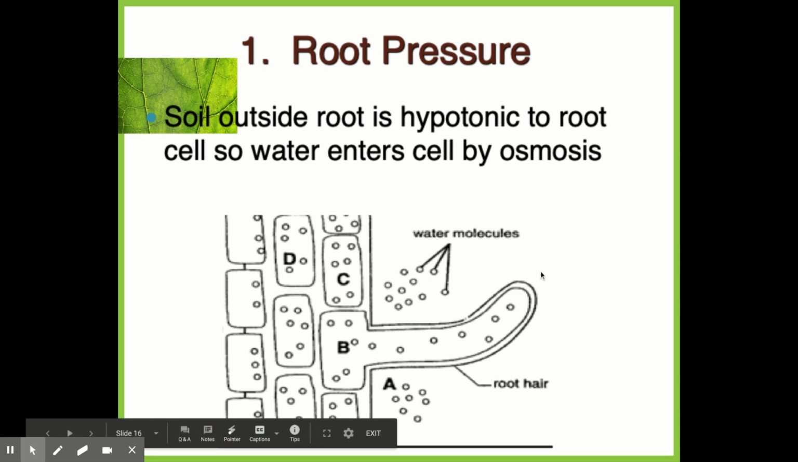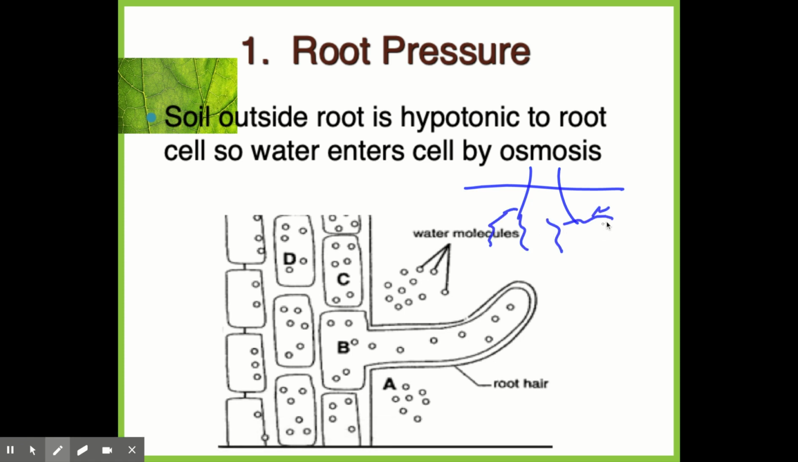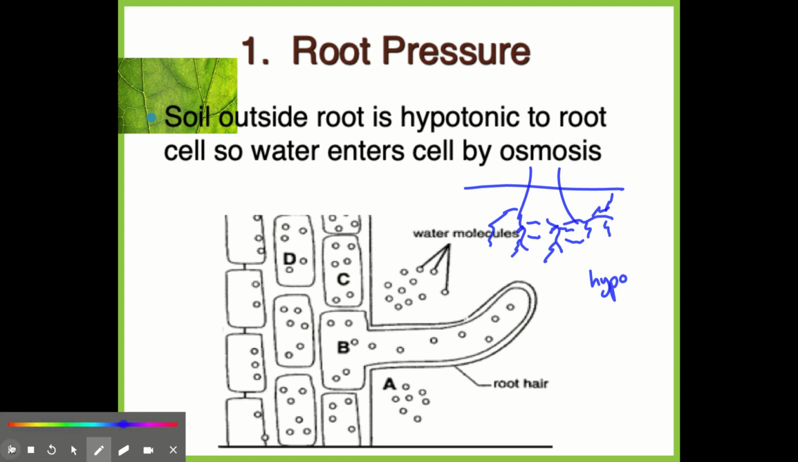So what occurs is in the soil, so say you have this plant, and it's got these roots in the soil. The more root hairs there are, the better it is going to be at absorbing water because there is a higher surface area. Now it's sitting in soil. That soil is hypotonic, which we know means that it has a higher concentration in the soil than it does in the root.